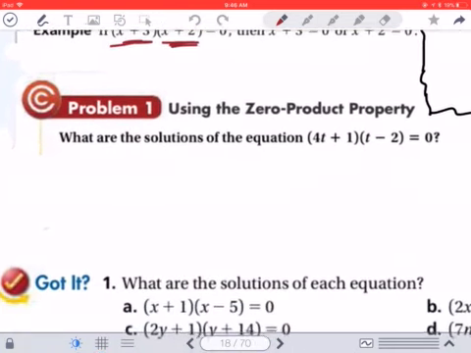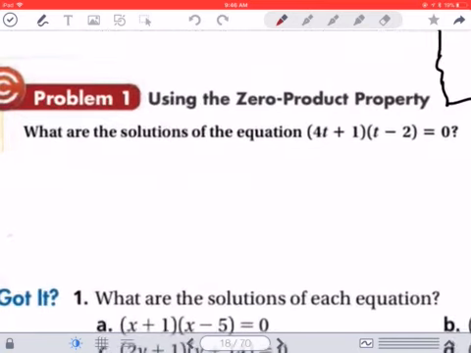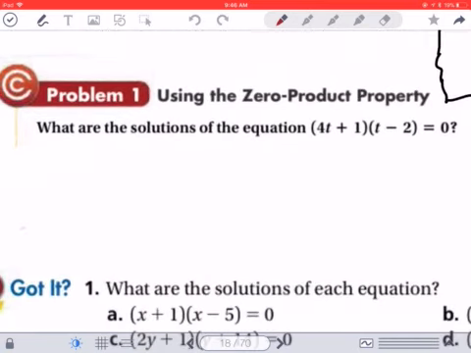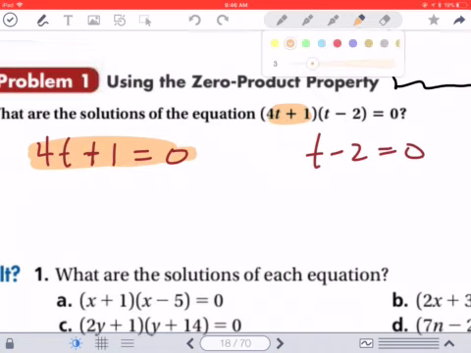Okay, so what are the solutions of 4t plus 1 and t minus 2? Well, if you're trying to find out when they equal 0, you can just individually set this one equal to 0, and you can set this one over here equal to 0 as well. If I want to find out when it's 0, it's an easy way to solve it.